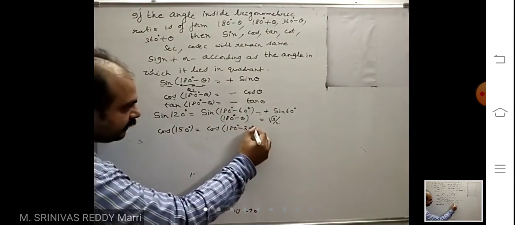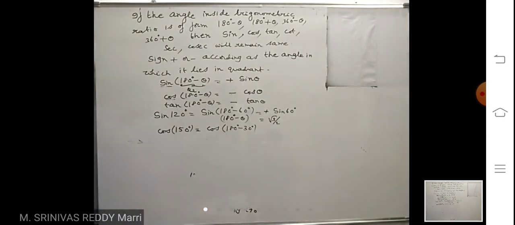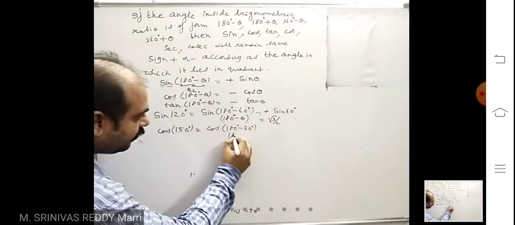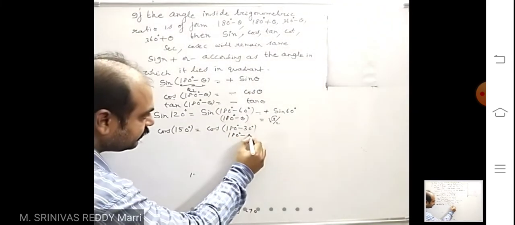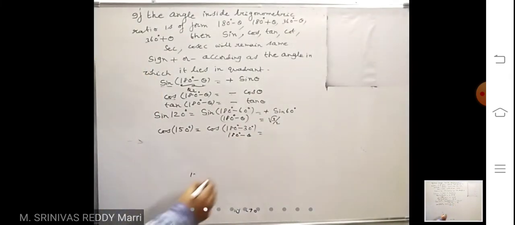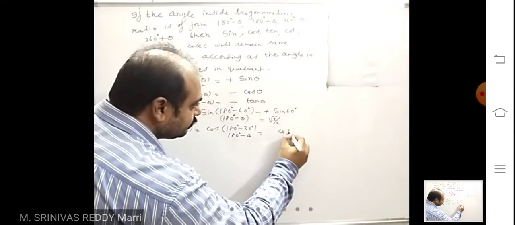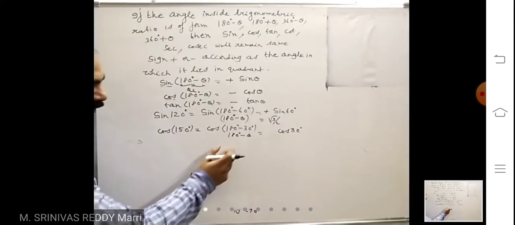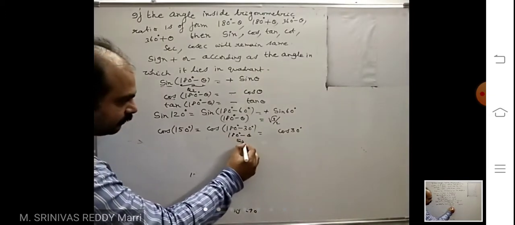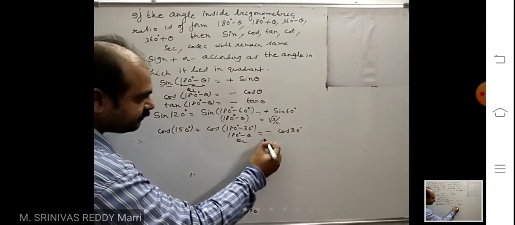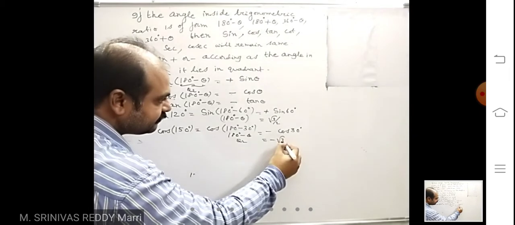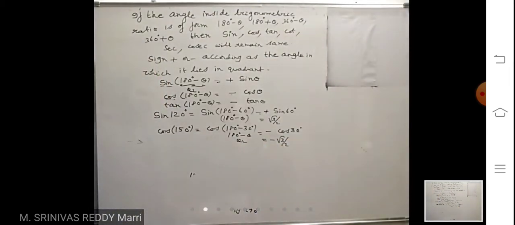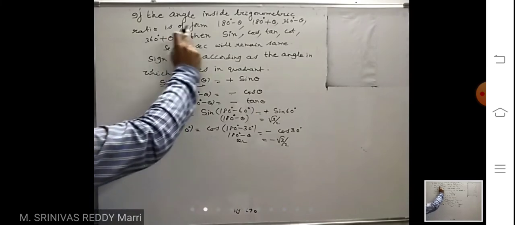180 degree minus 30 degree. So look at this, it is of the form 180 degree minus theta. So this is cos 30. Now this is in quadrant 2. In quadrant 2, cos is what? Negative. That means this value is what? Minus root 3 by 2. Like that, all these angles.